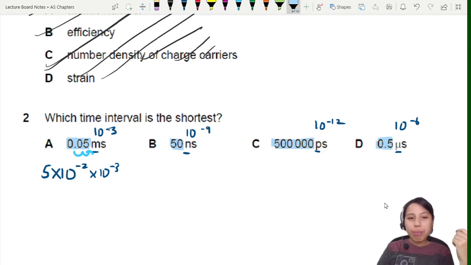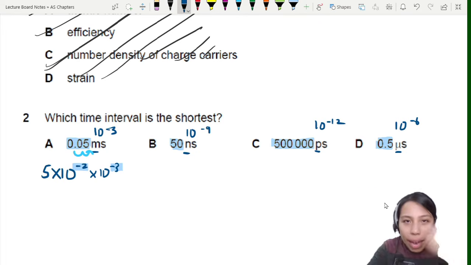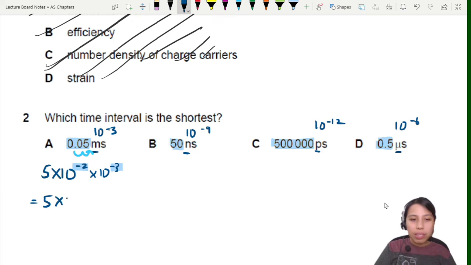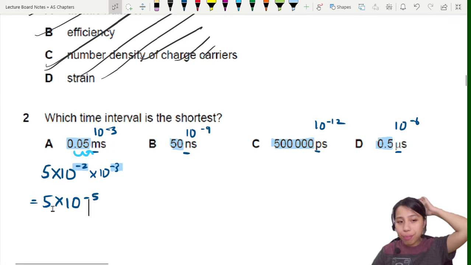Then next step, I combine the negative 2 and negative 3, and if they are multiplied together, I am adding together their powers. So this will give me a value of 5 times 10 to the negative 5. Very good. We can do this step for all the other options A, B, C, D and compare. But what's important is that now it's in standard form. We start with a 5.